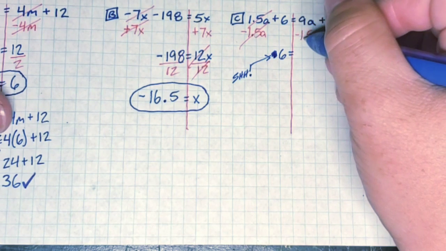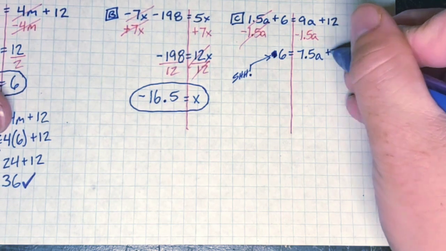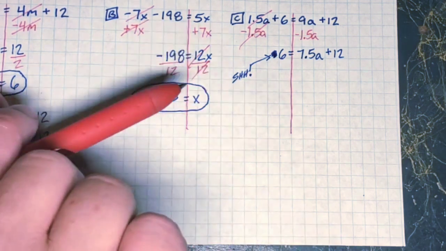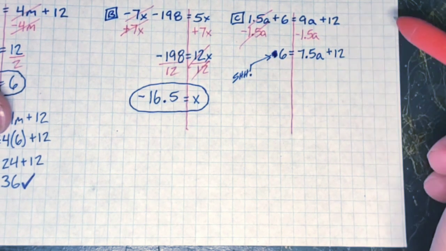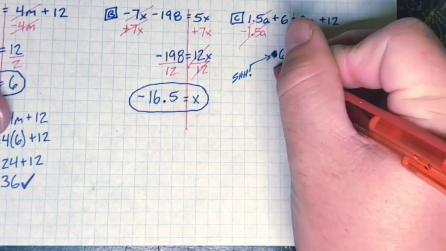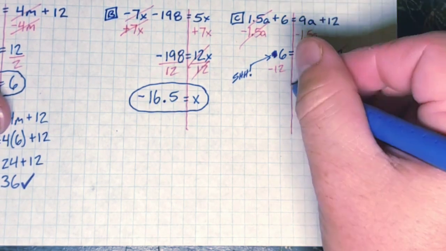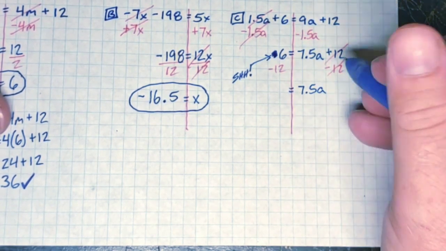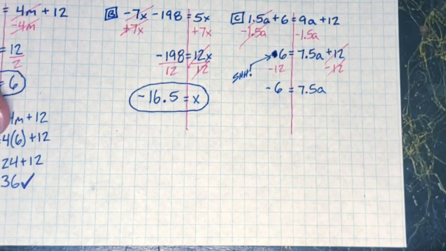All right, 9 minus 1.5 would be 7.5a. All right, bring down your plus 12. Now, since we moved the variable that way, let's move the constant this way. Basically all we have left is a two-step equation. So we're going to subtract 12 from both sides. That leaves 7.5a, and 6 minus 12 would be negative 6.